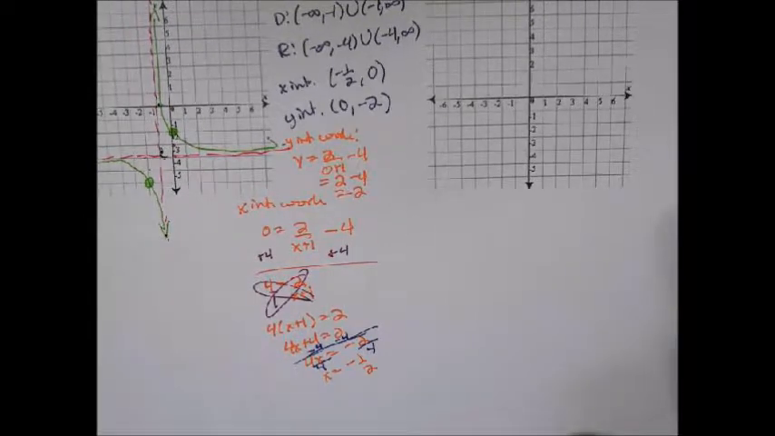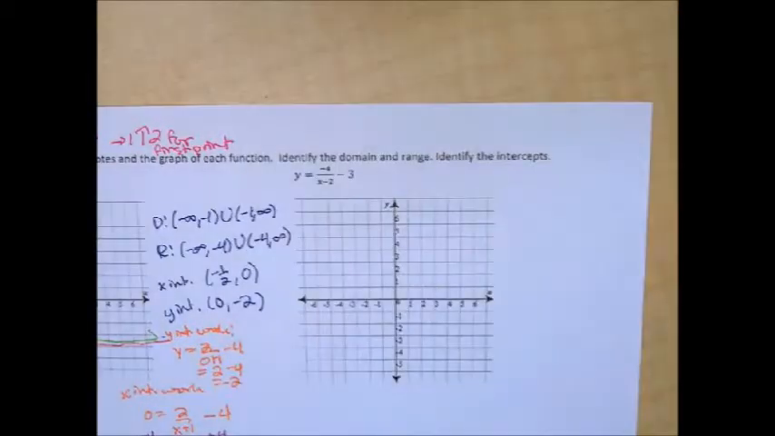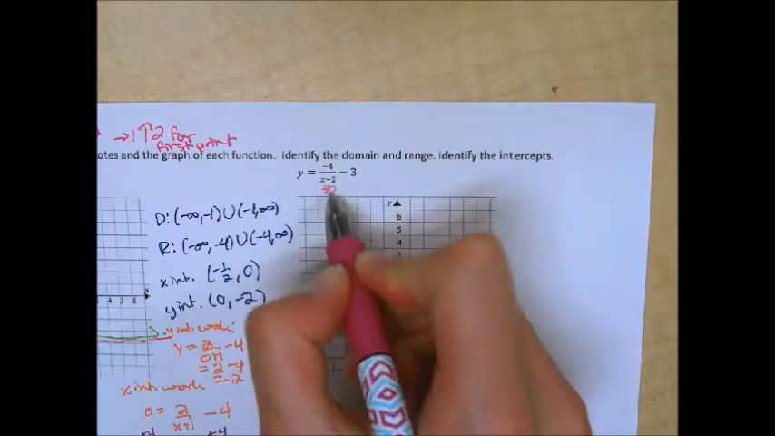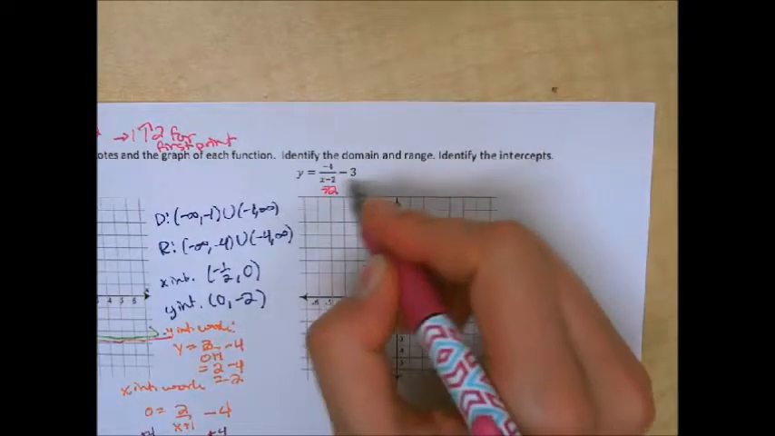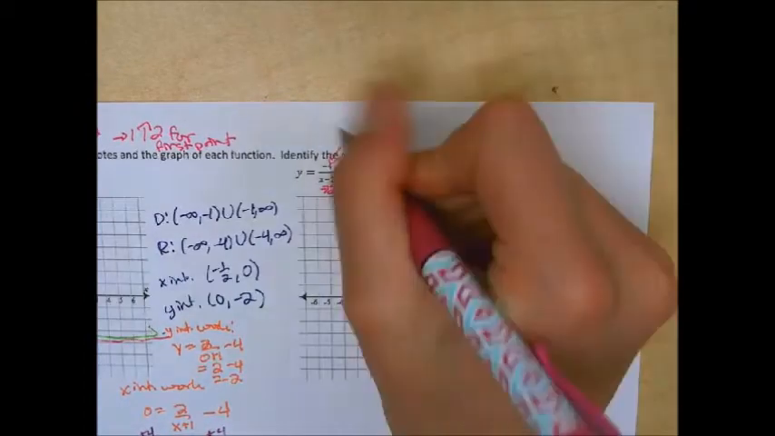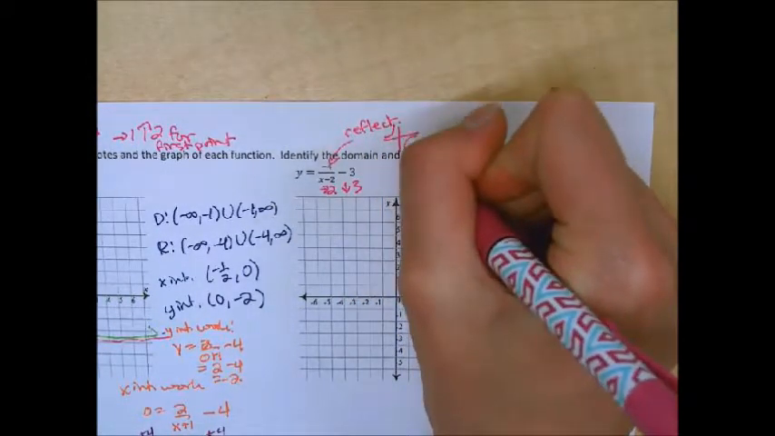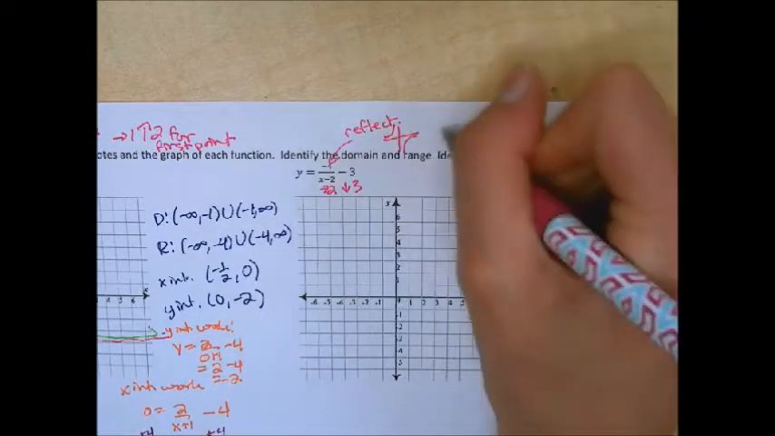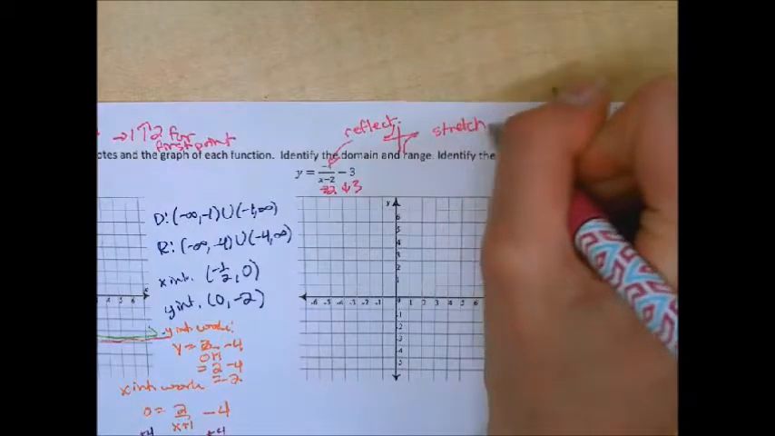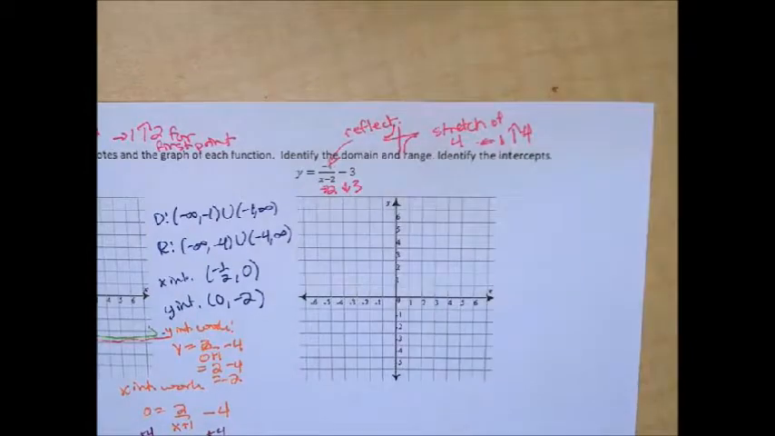All right, let's go to number 3b. For 3b, let's note to ourselves what's going on here. This minus 2 tells me we're going right 2. This minus 3 tells me we're going down 3. This negative 4 tells us we're reflecting, so we're going to look like that, and the 4 tells me that we're stretch of 4. So we're going to go over 1, up 4. We're going to go up 4. We're down 4.